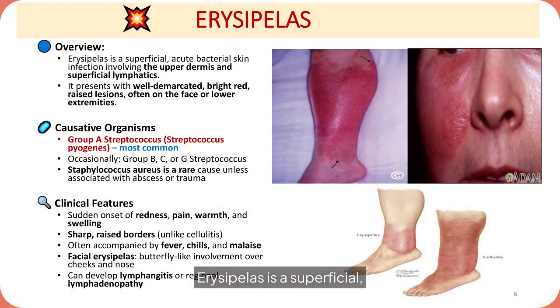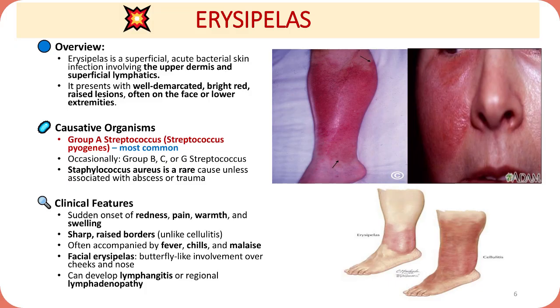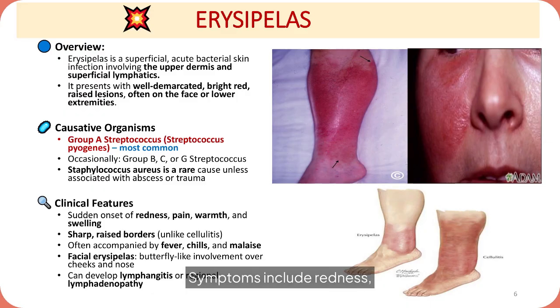Erysipelas is a superficial acute bacterial skin infection affecting the upper dermis. It presents as well-demarcated, bright red lesions, often on the face or extremities. Group A streptococcus is the most common cause. Symptoms include redness, pain, and swelling, with potential for fever and lymphangitis.